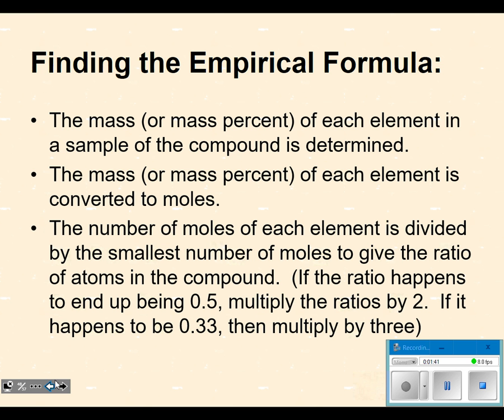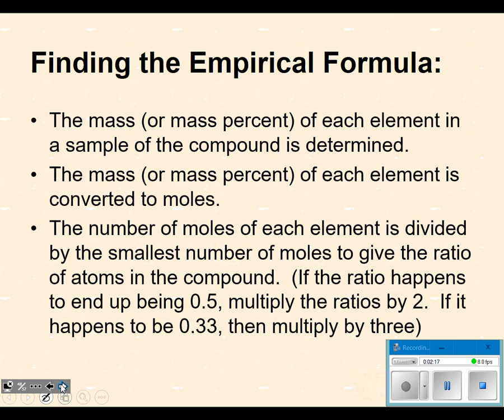Sometimes when you do this division, your ratio might end up as 0.5. If it does, then you're going to have to multiply all the ratios by 2. And sometimes if it ends up as 0.33 or 0.67, you're going to have to multiply all of them by 3. But primarily, those are going to become the subscripts on each element of your compound. And remember those have to be whole numbers. That's really the whole point of making sure that they are whole.